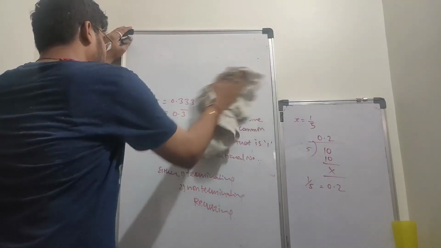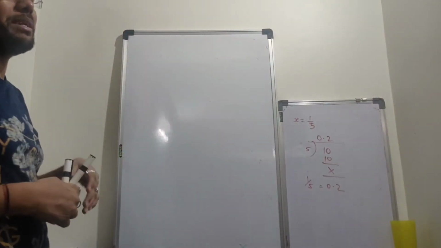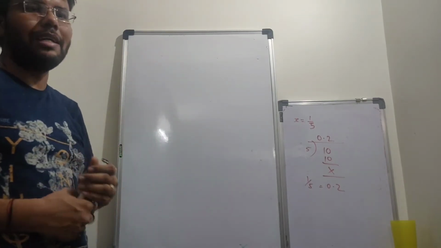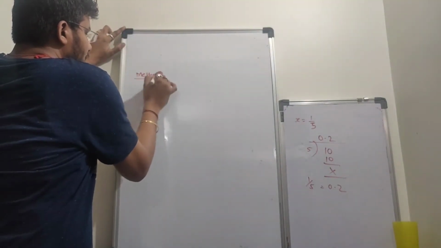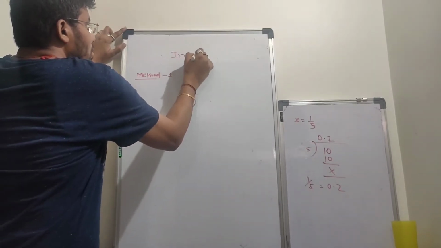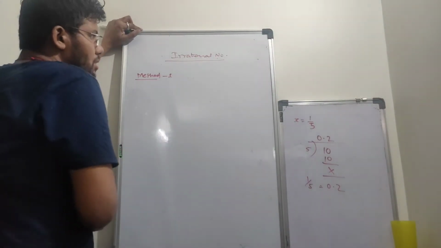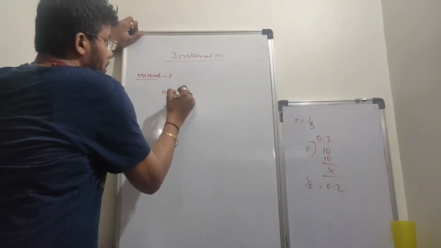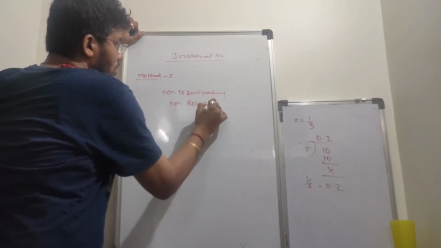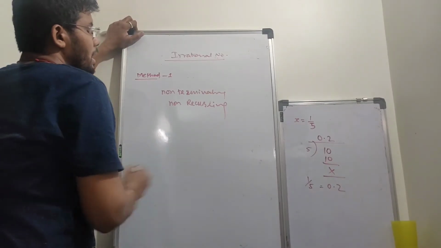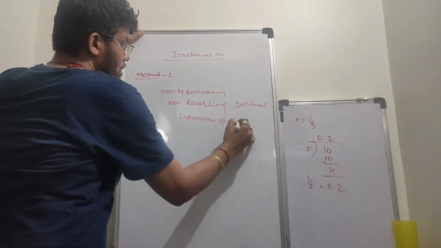Now in exercise 1.3, basically we have discussed the irrational numbers. What are irrational numbers? Numbers which cannot be expressed in the form of p by q. First method to decide that a number is irrational: we perform its decimal expansion, and if its decimal expansion is non-terminating, non-repeating or non-recurring, then that is an irrational number.